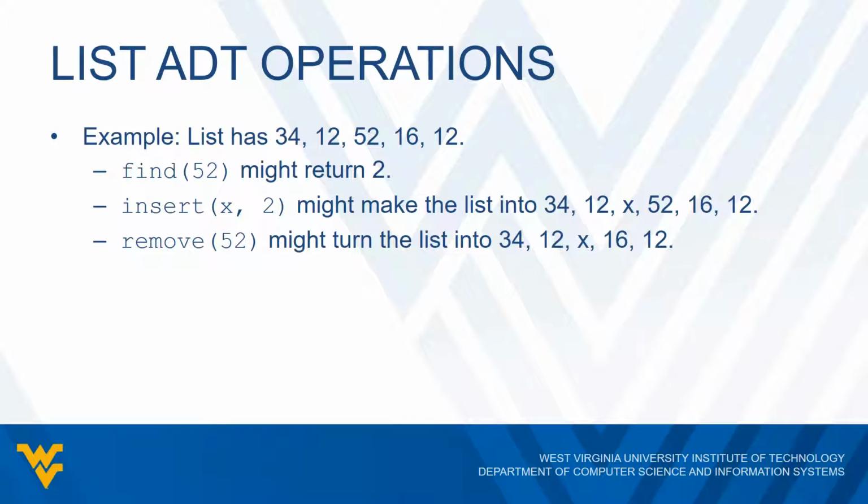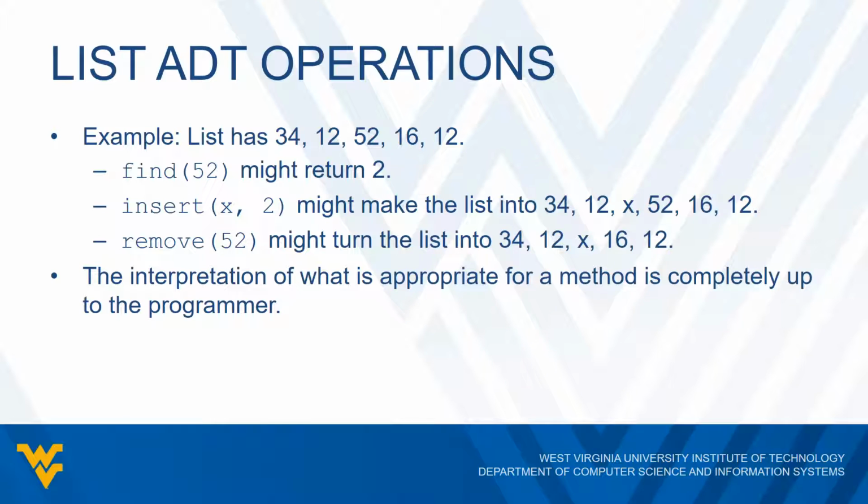So the interpretation of what would be appropriate for a method is completely up to the programmer. And that's why we mentioned that these methods might return something. It just depends on what the programmer feels is appropriate for the definition of a method. This even is true for special cases. For example, let's say we were to call find 1 in this list. Well, what would that return? Would that return like a -1 like we've done with our sequential search and binary search from before? Or do we have it return an error? I mean, it just depends on how the programmer wants to interpret and define that particular method.